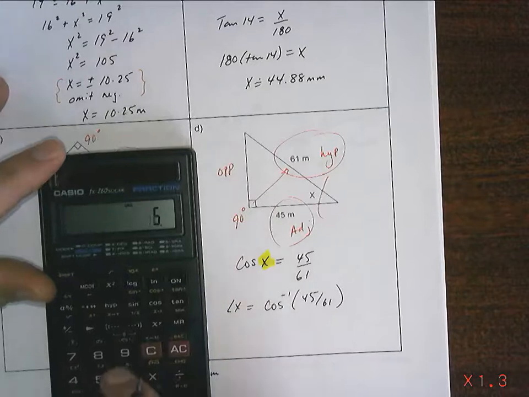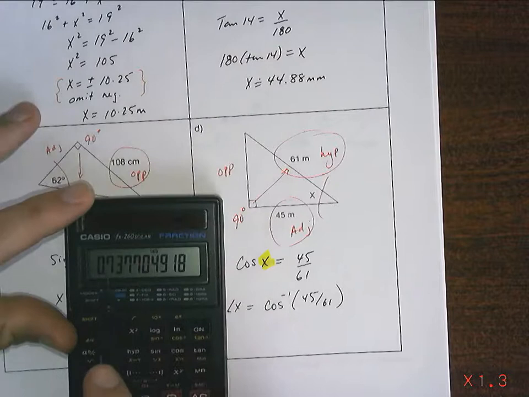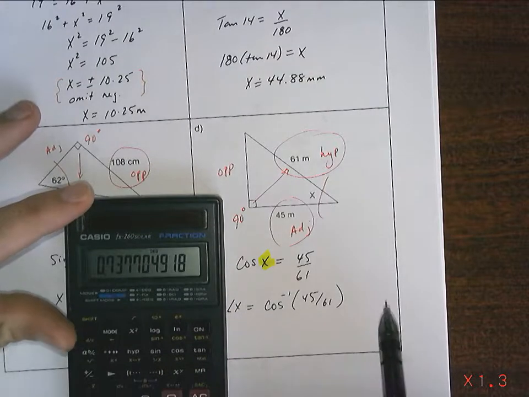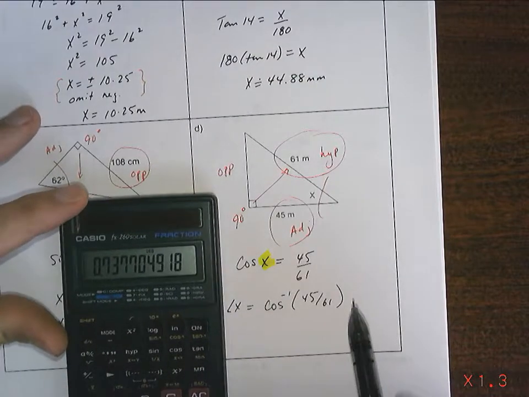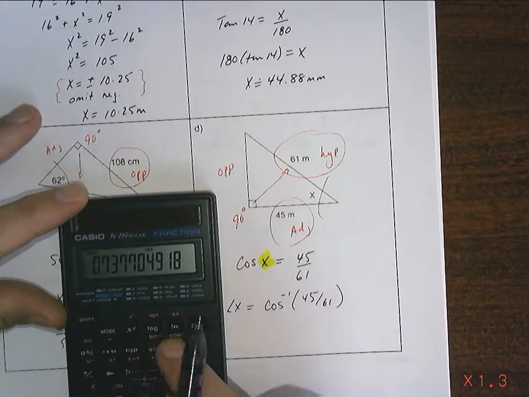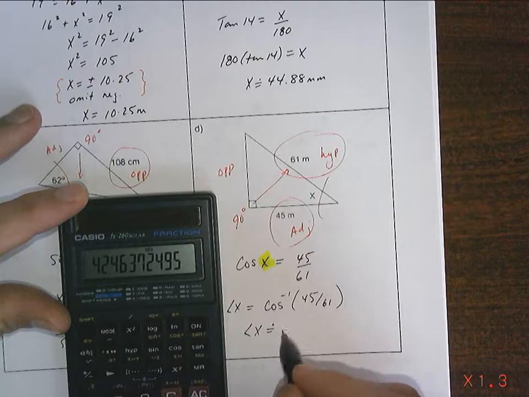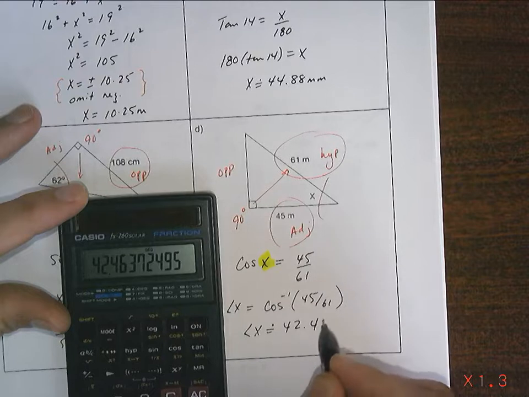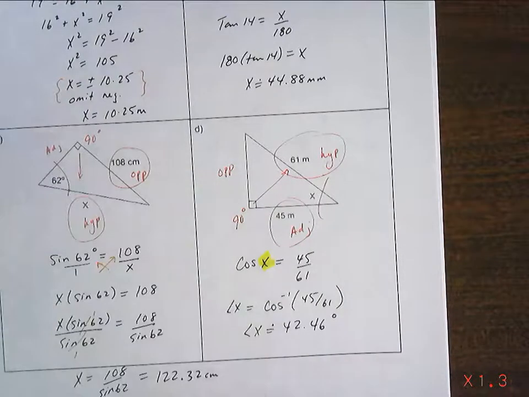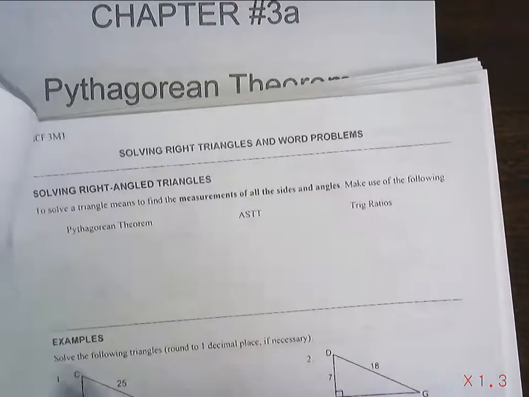And again, I don't want to write out that decimal. That's a pretty big decimal, I think. If I was going to write it out, I'd have to write out everything I had, so I make sure that I didn't round too soon. So instead, I'll just let the calculator do the work. I'll do shift, cosine, and I'm going to get angle x equals approximately 42.46 degrees.